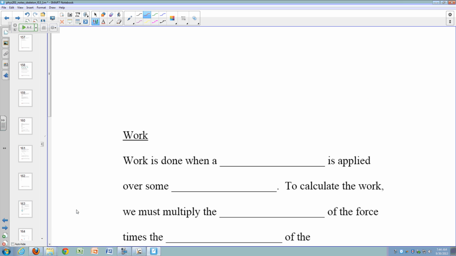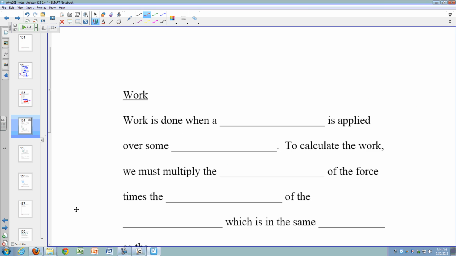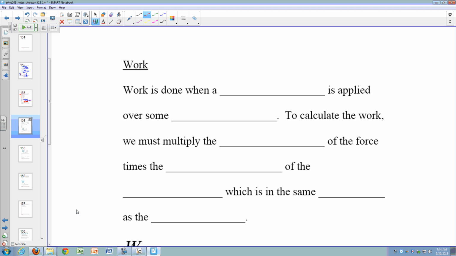Now this becomes relevant when we're looking at work, because work is going to be the dot product between two vectors. Work is done when a force is applied over some distance.